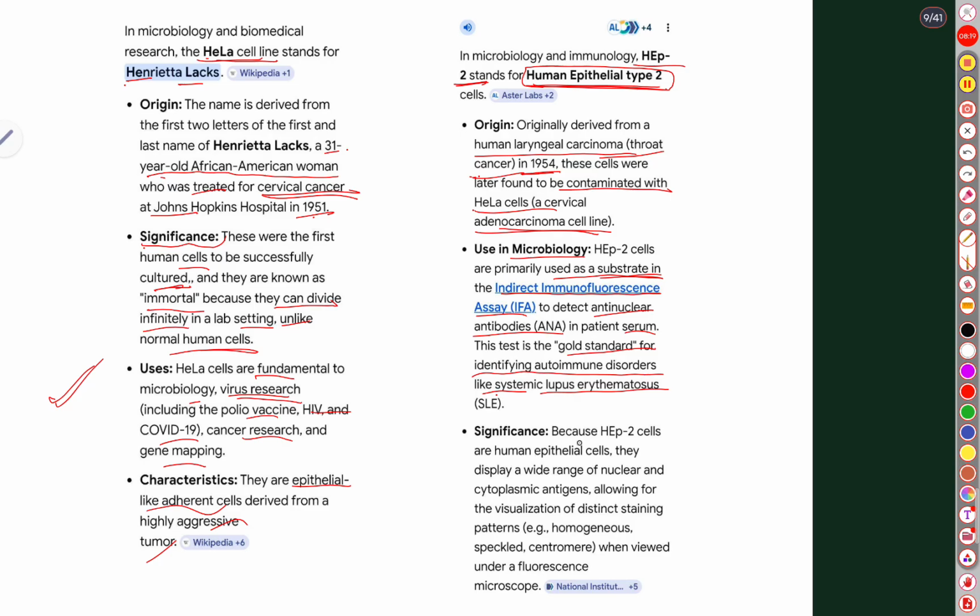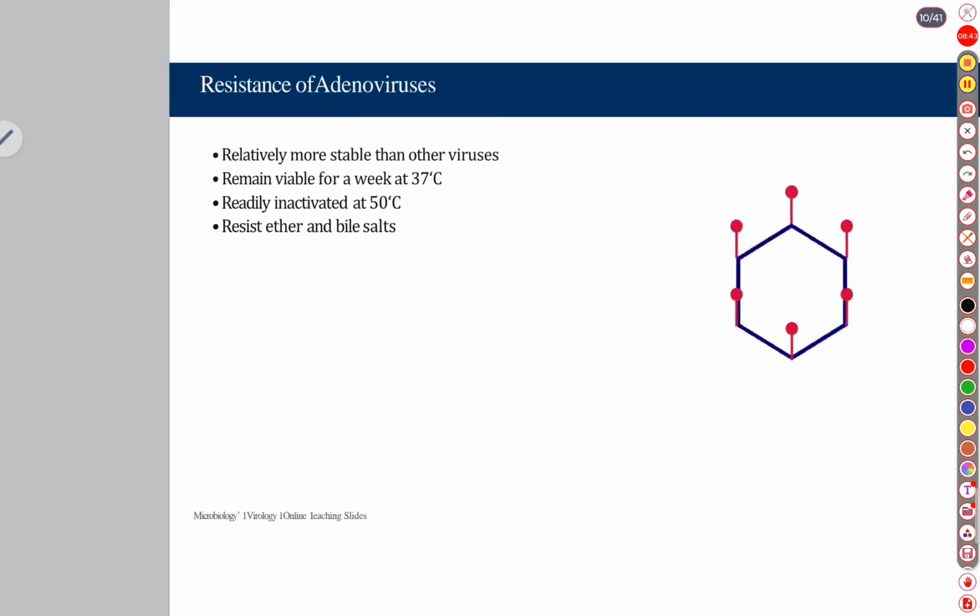What is the significance? Because the human epithelial type 2 cells are human epithelial cells, they display a wide range of nuclear and cytoplasmic antigens, allowing for visualization of distinct staining when viewed under a fluorescence microscope. It's of not much importance. It's just about knowing what those cells are.